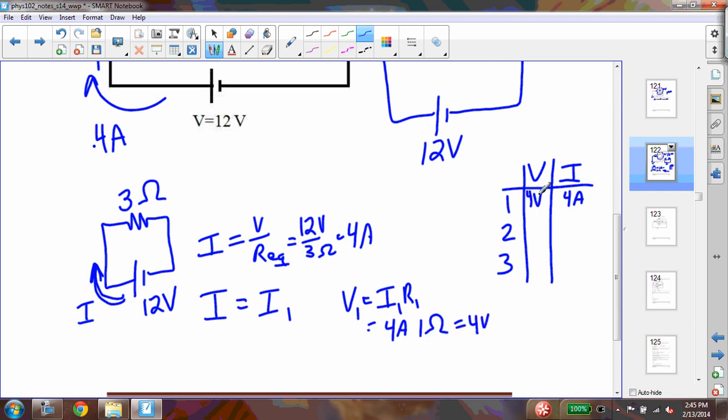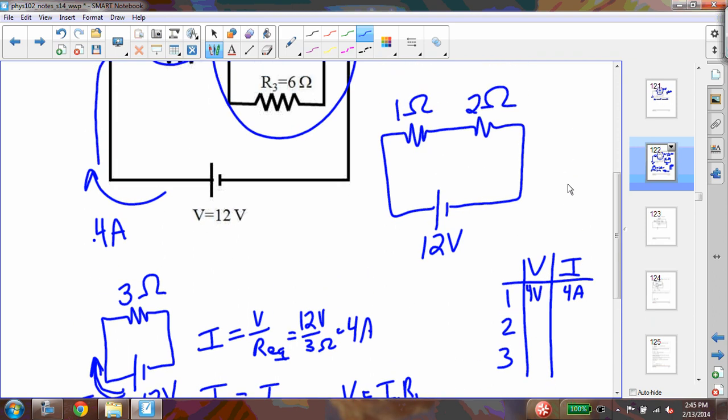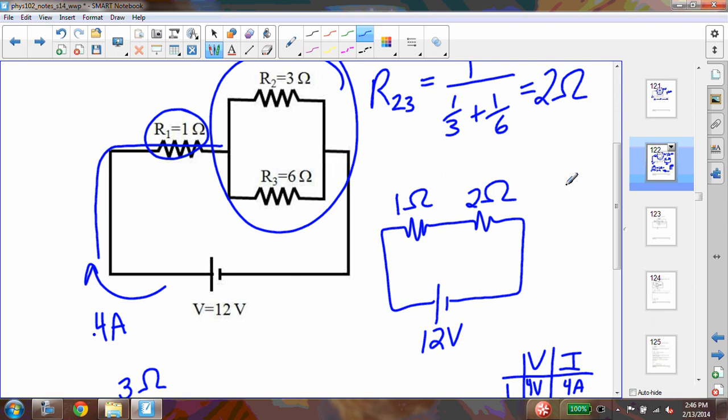So 4 volts here. Now from here I can do a couple different things, and probably the easiest way for this one is I can look here. I have 4 volts across that resistor. Because of the loop rule, or the rule that says that for resistors in series, the sum of their potentials has to equal that of the battery, I have 12 volts from down here, minus 4 volts from right here, equals 8 volts. So that 2 ohm resistor is equal to 8 volts.